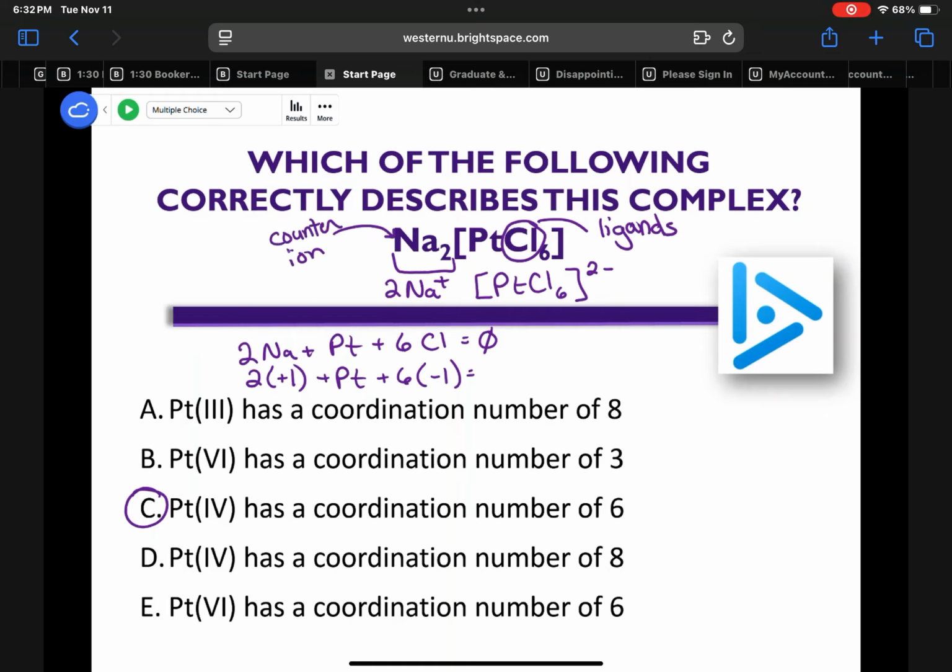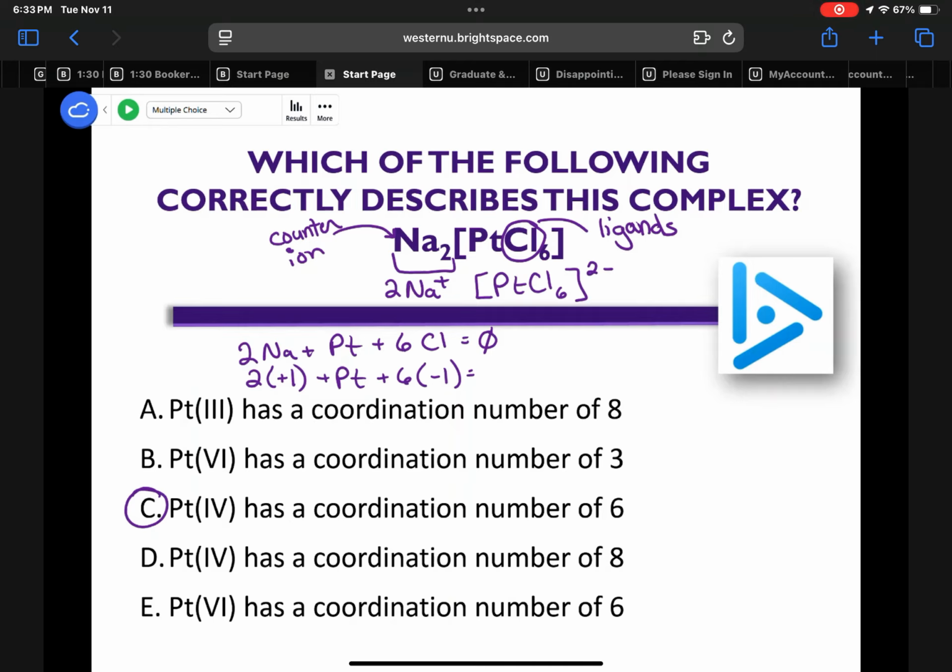Sodium, each one has a +1 charge. That's the cation. So therefore, our coordination complex must have a -2 charge. Or you could look at the entire compound having a neutral charge. So having 2 sodiums, each with a +1 charge, plus whatever the oxidation state of platinum is, plus 6 chloride ions, those are our ligands. That was one of the ligands that we mentioned in our table.